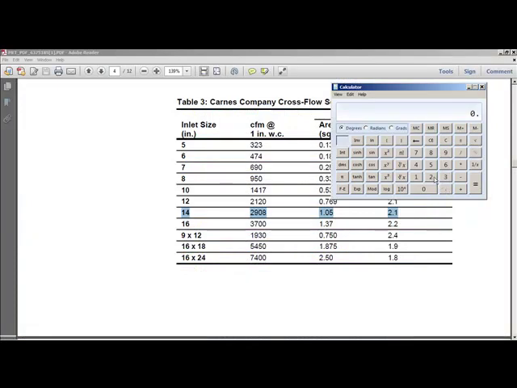So we got a pressure drop of 0.25. We'll divide that by the gain of 2.1. We'll take the square root of that, and we'll multiply that by 4005, and then we'll multiply that by the box area, which is 1.05, and we come up with 1451, actually 9.4, so it's about 1451.